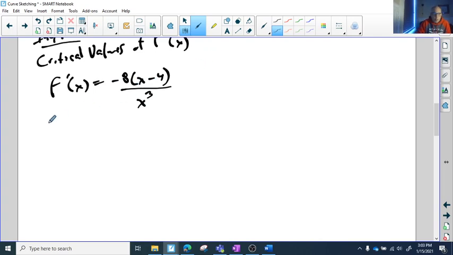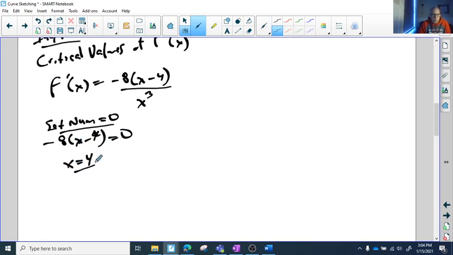So essentially what you end up doing is you set the numerator equal to 0 if it's a fraction. So in this case that'd be negative 8 times x minus 4. And you want to figure out what x value would actually make this equal to 0. Well, it would have to be a 4. So there's one critical value that would make the numerator 0. Then you say, well, what would make this undefined? Well, it would be undefined if the denominator was 0. X cubed equals 0, x equals 0.